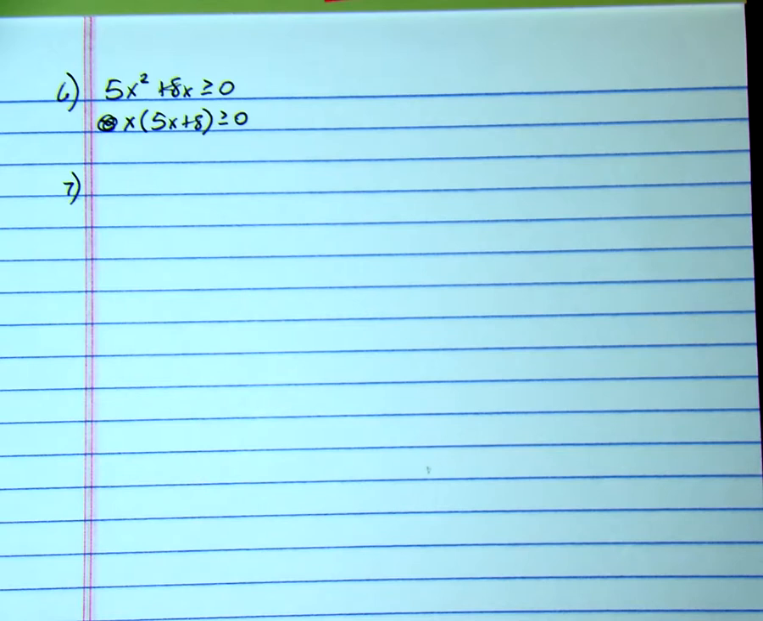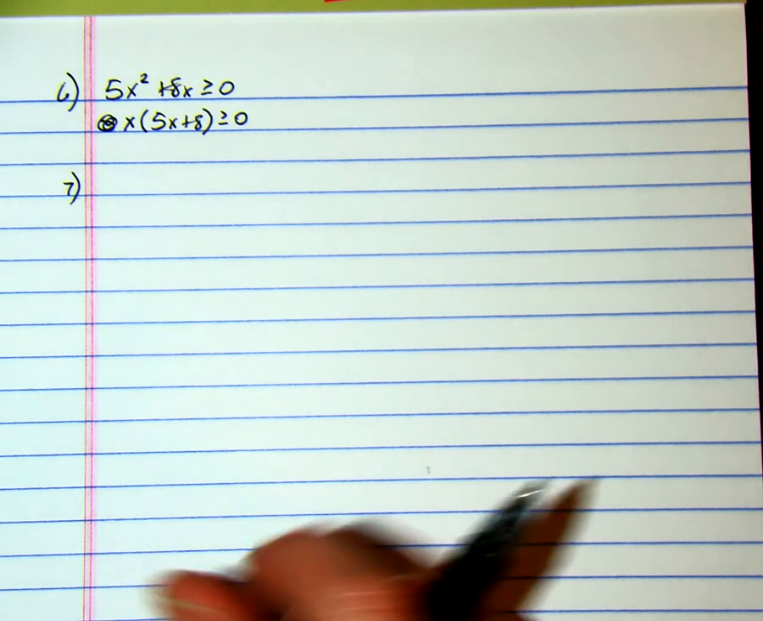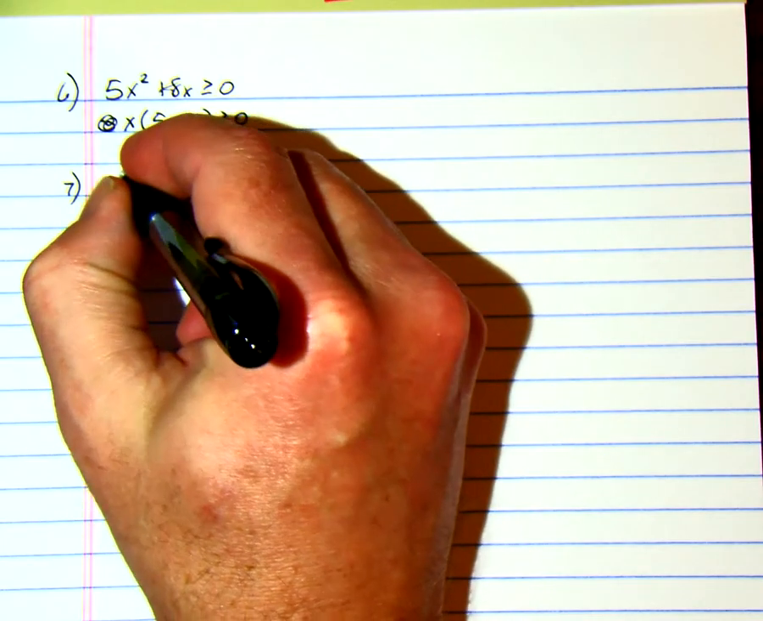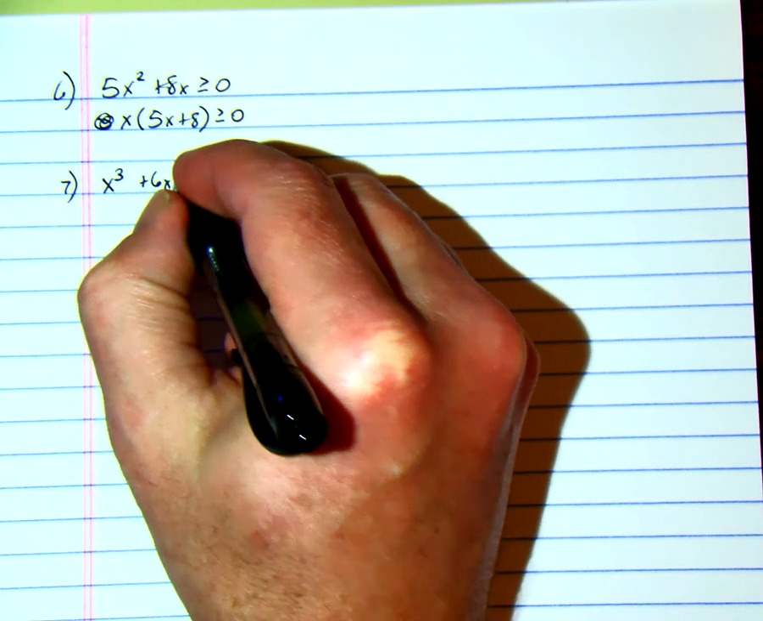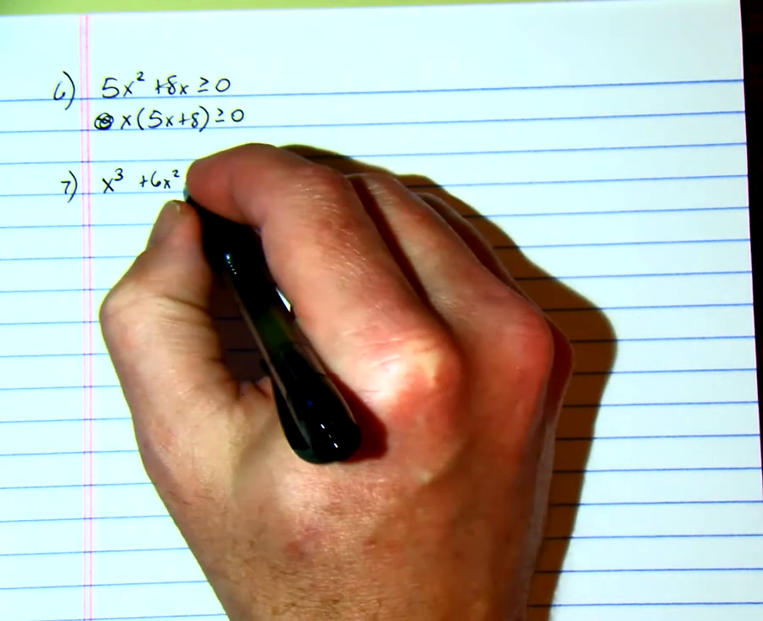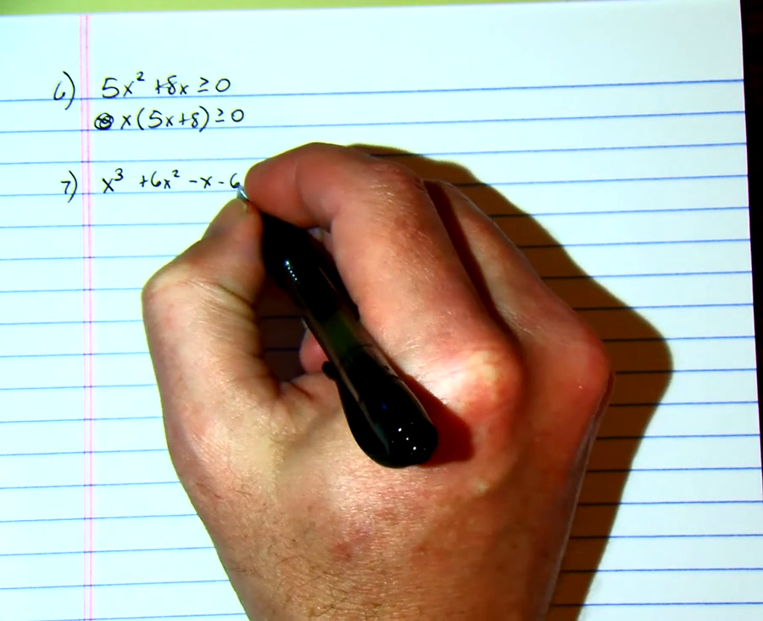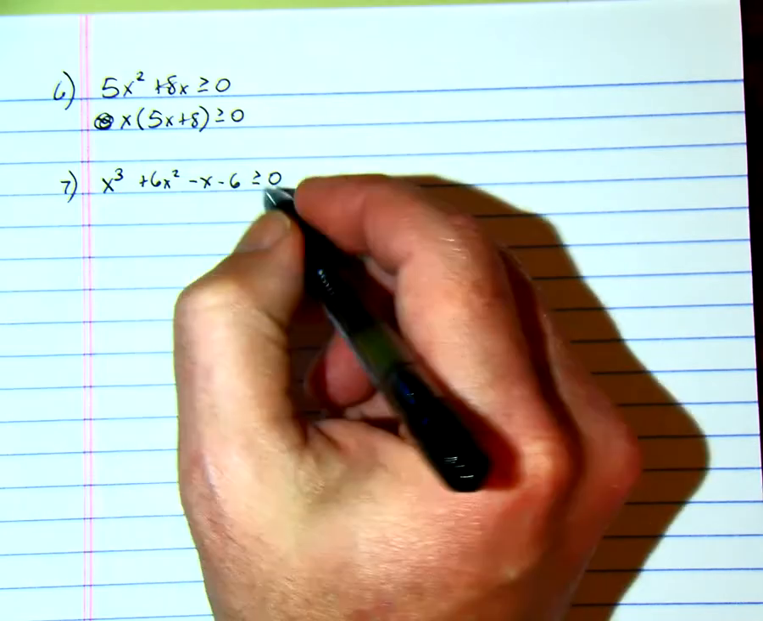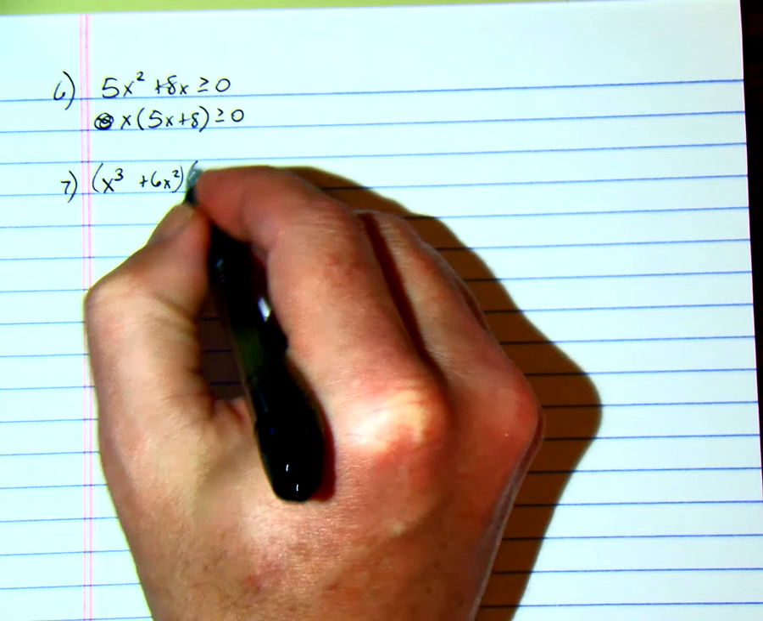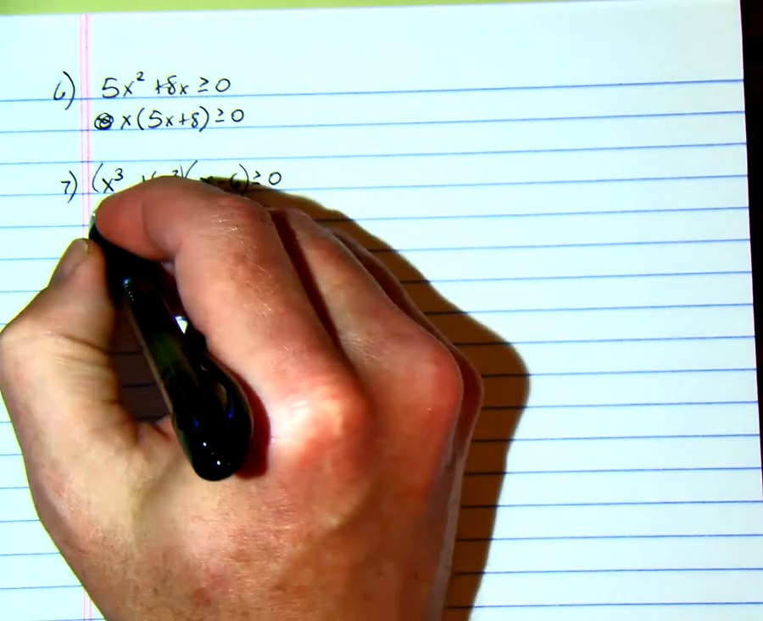All right, 7. I'm trying to get to something with a higher degree than 2. So that's actually when it gets fun. There we go. x cubed plus 6x squared minus x minus 6 is greater than or equal to 0. Okay, so it has 4 terms. So again, it's going to be predicated on our ability to factor. We're going to do some grouping here.